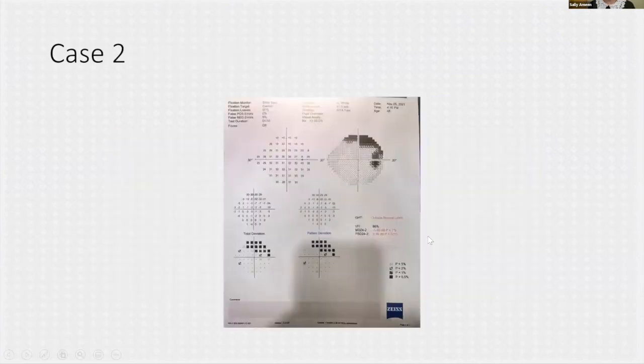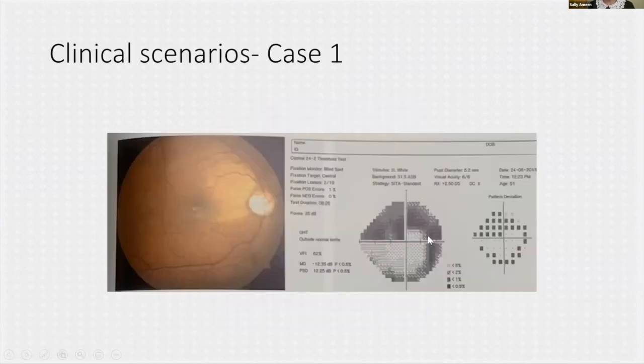So that's just, again, when you are looking at the visual field, it's not just the field on its own, but it's the clinical picture and seeing how well it fits together.